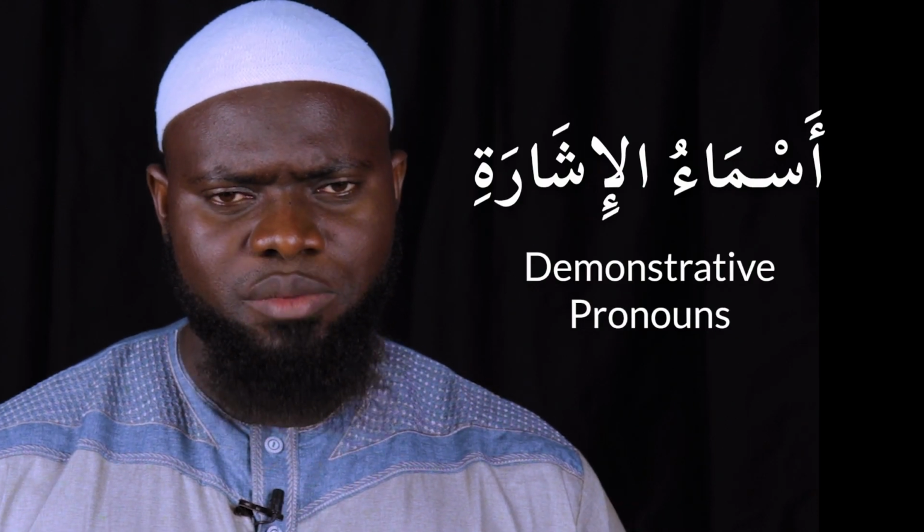And then we have aynun. Also, we have 2 eyes. We have rijulun. We have 2 legs. And then anything that has pairs, we use feminine in the Arabic language. We use hadhihi. We use tilka. We use feminine nouns to describe them or to point at them. It's asma'ul ishara. They have to be feminine.